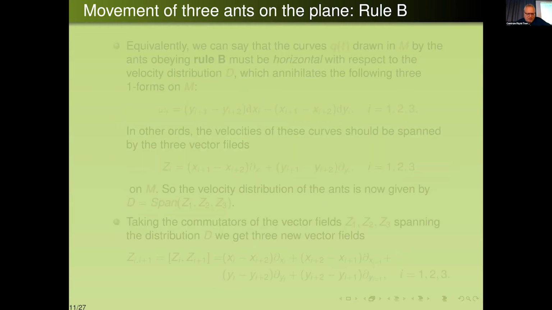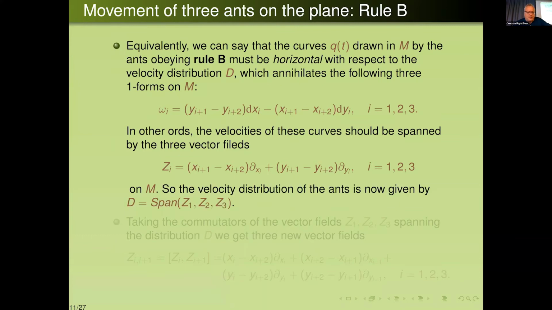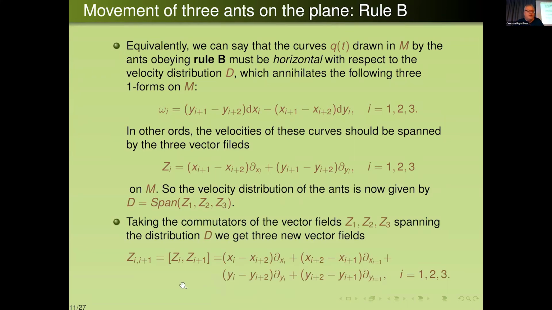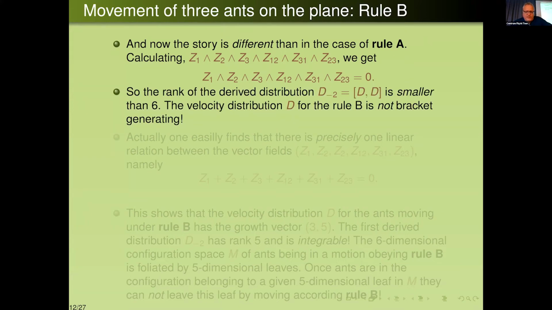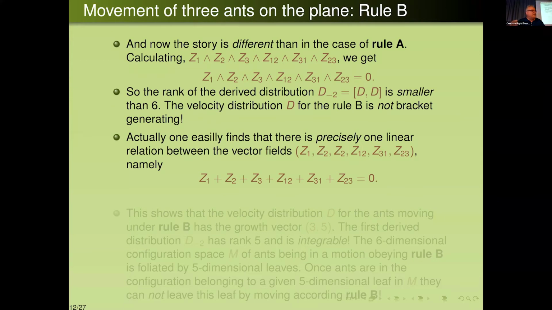And these are the forms, these are the vector fields, and now you start doing their commutators, right? And here the story is very different, because if you just calculate what they do, these 6 vector fields are linearly dependent at every point. So the rank of the derived distribution is smaller than 6, and the velocity distribution for the rule B is not bracket generating. Actually, it's very easy to find the relation. There is precisely one relation between these vector fields that makes them 0, and that's the relation.